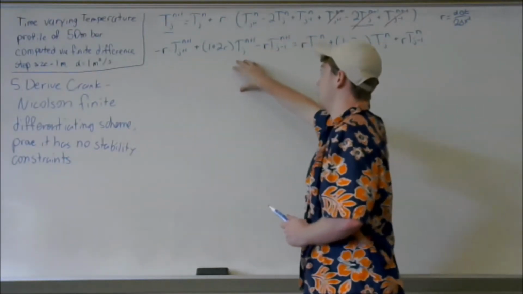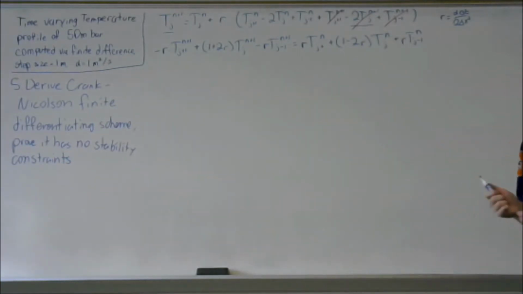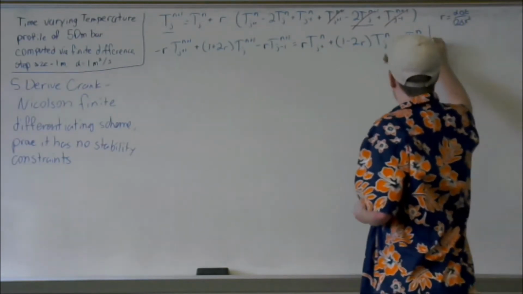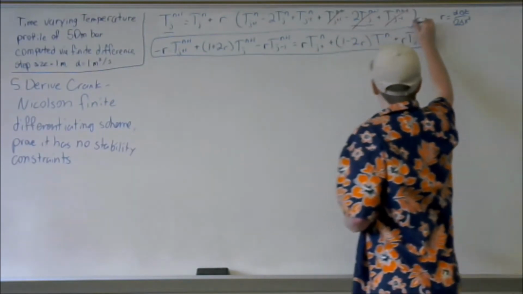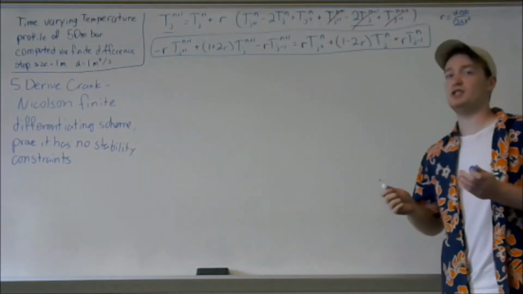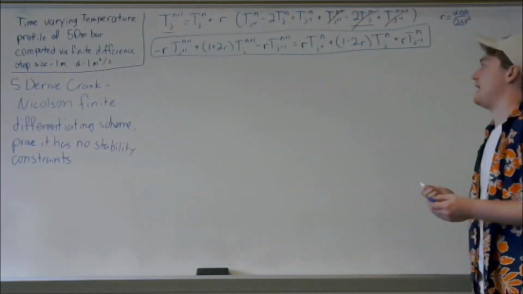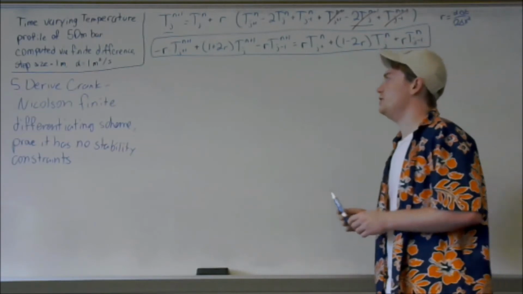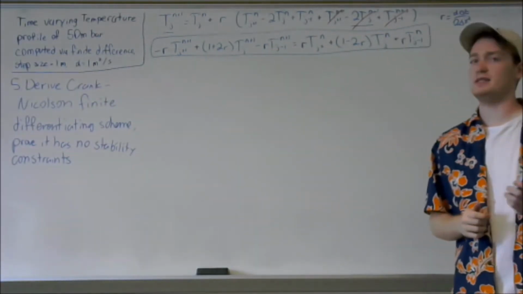We've got all the temperatures with n plus 1 time on one side and all the temperatures with n time on the other. And this is the equation that we are going to use when going back into Google Colaboratory and graphing out our temperature profile. But what we want to do here is also prove that it has no stability constraints.